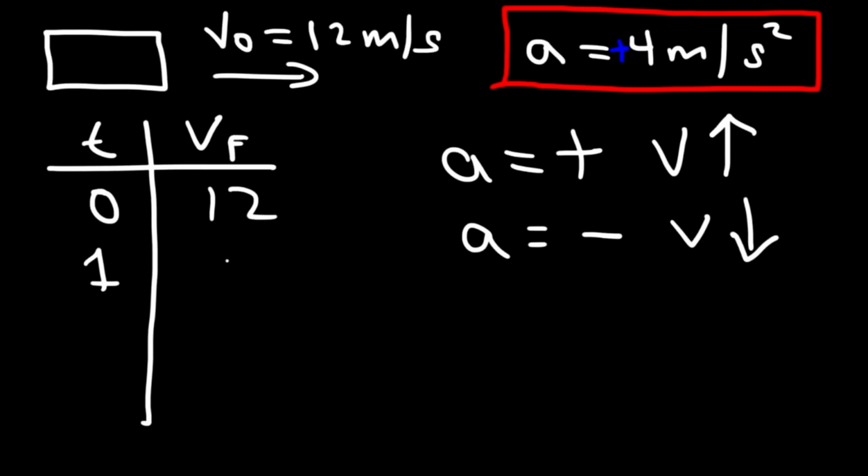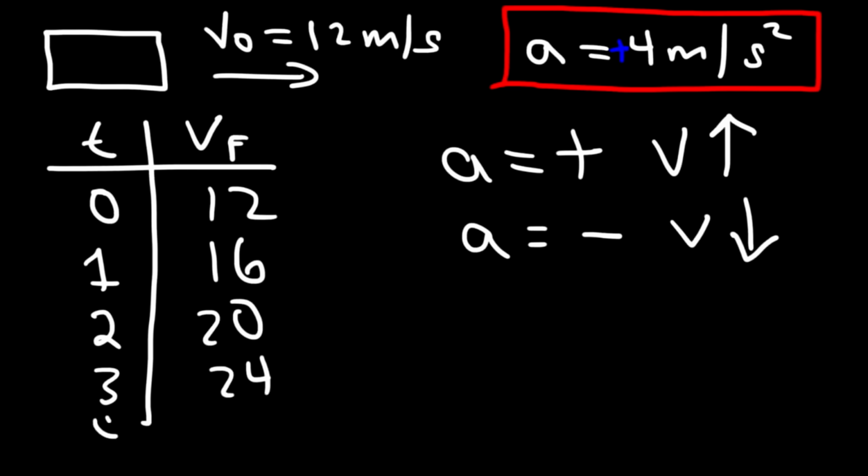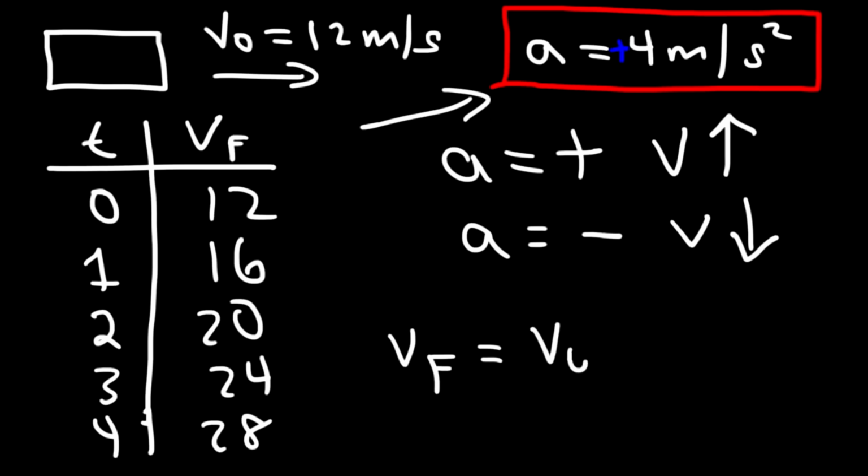So 1 second later, the velocity will now be 16. 2 seconds later, the velocity is 20. 3 seconds later, it's 24. 4 seconds later, it's 28. And so every second, the velocity will increase by 4 meters per second because the acceleration is 4 meters per second per second. Now, the formula that you want to use to calculate final velocity is this equation: v final is equal to v initial plus at.